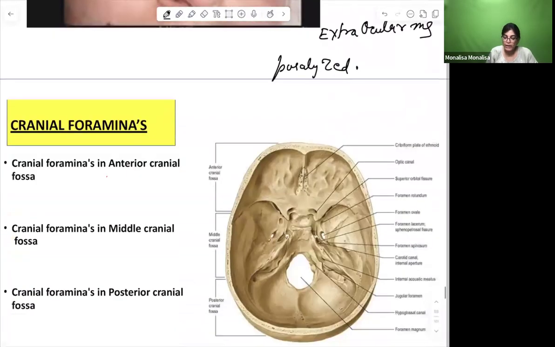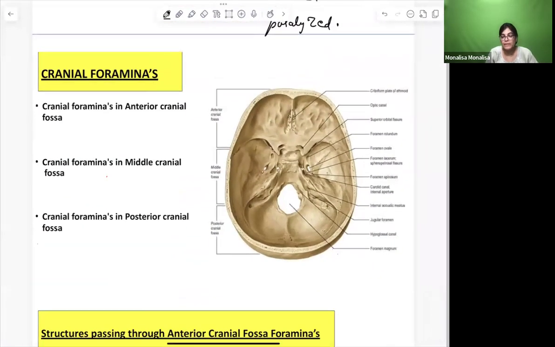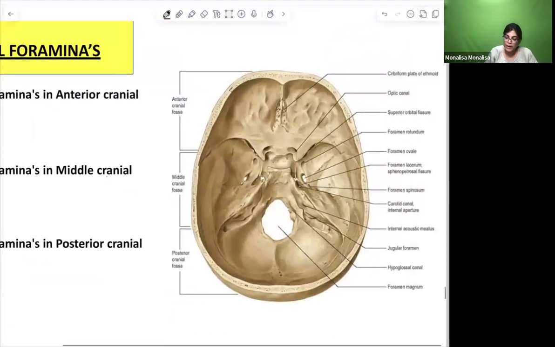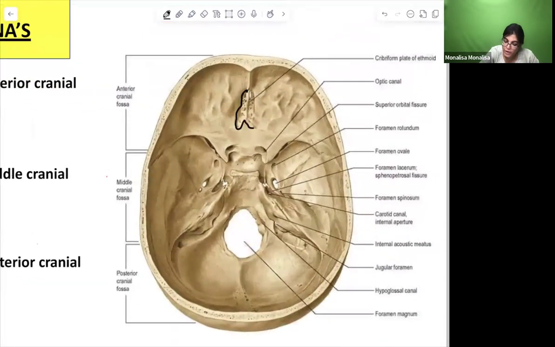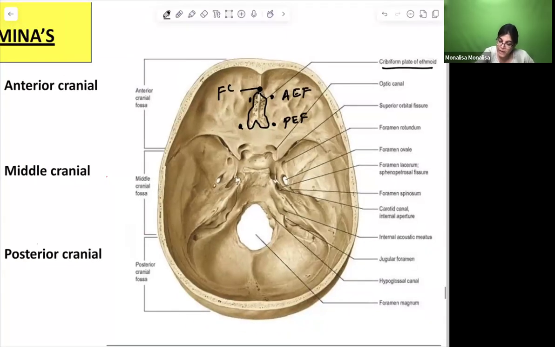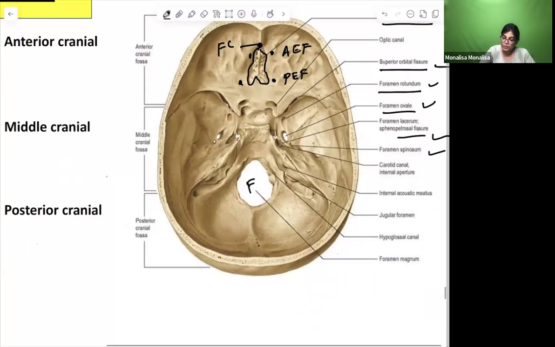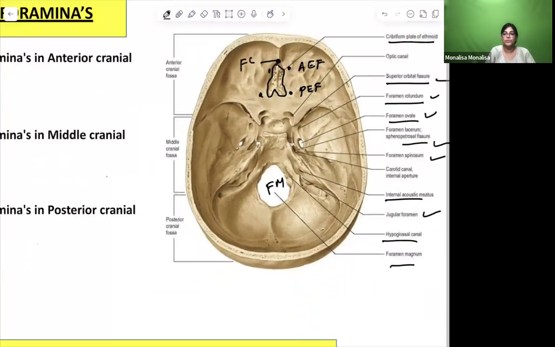The next important topic for your neuroanatomy examination is the foramina. We have to know all the important foramina. In the anterior cranial fossa, the most important is the cribriform plate. Also there will be the foramen cecum, and two foramina anteriorly: the anterior ethmoidal foramen and posterior ethmoidal foramen. In the middle cranial fossa, you have to know the superior orbital fissure, foramen rotundum, foramen ovale, spinosum, and lacerum. In the posterior fossa, we have to know the foramen magnum, hypoglossal canal, internal acoustic meatus, and jugular foramen.